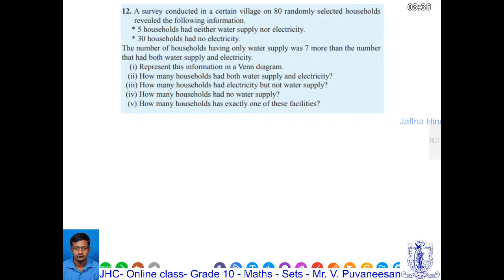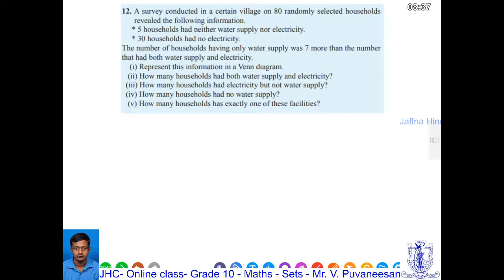The number of households having only water supply was 7 more than the number of households that had both water supply and electricity. The households having only water supply are 7 more than those having both. Let's represent that information in a Venn diagram.